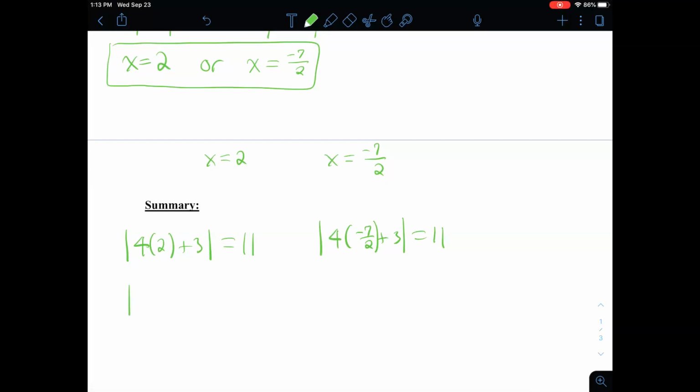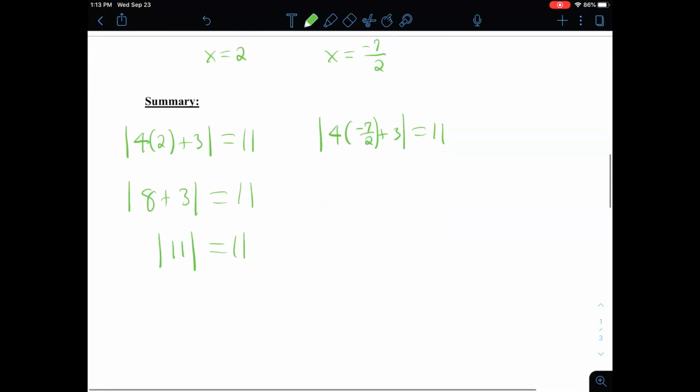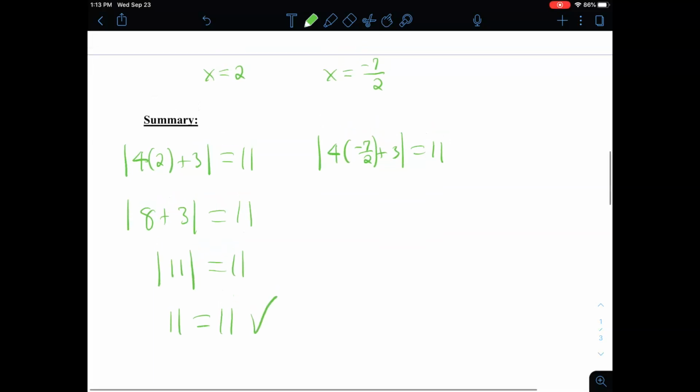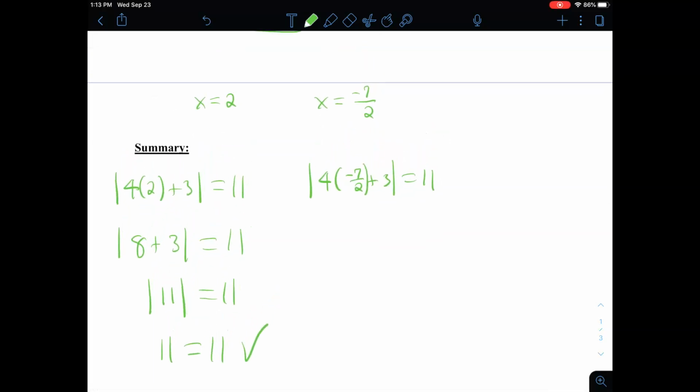Well, what's 4 times 2 going to be? That's going to be 8 plus 3 equals 11. So now we do 8 plus 3, which is the absolute value of 11. Well, what's the absolute value of 11? How far is 11 away from 0? It is 11. So 11 is 11, so that one is correct. If you plugged in 2 into the absolute value of 4x plus 3, you'd get an absolute value of 11, which means that if you plug in x equals 2 into that equation, it's going to end up being 11 away from 0 at the end.